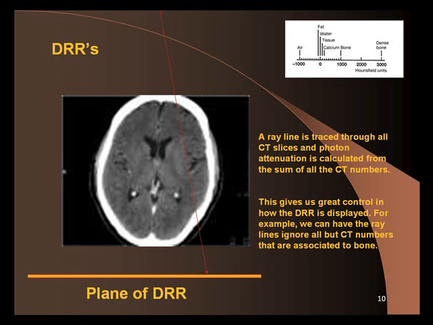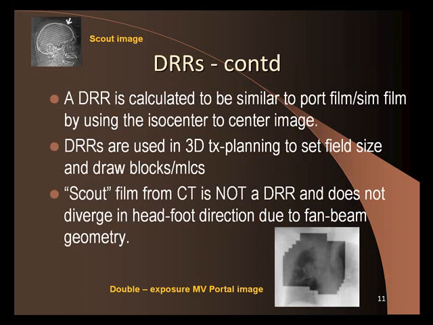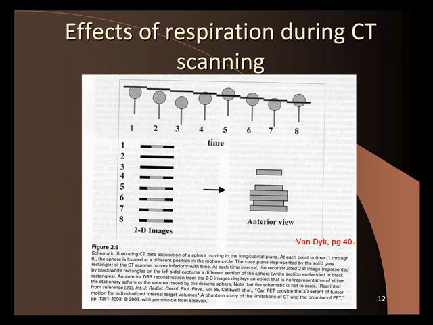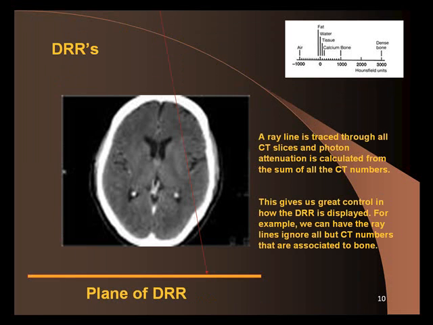Okay? So a ray line is traced through all CT slices, and the photon attenuation is calculated from the sum of all CT numbers. This gives us great control in how the DRR is displayed. For example, we can have the ray lines ignore all but CT numbers that are associated with the bone. So if you want a DRR that just shows you bone, you're going to tell the computer, ignore all this soft tissue and just show me the bone. And then you're going to see just bone. Okay? Or you can say, show me everything, and then you could window and level it, and I'll talk about window and leveling too, to see what you want to see. So do I have a picture of a DRR? No, I don't. A DRR basically looks like an X-ray.